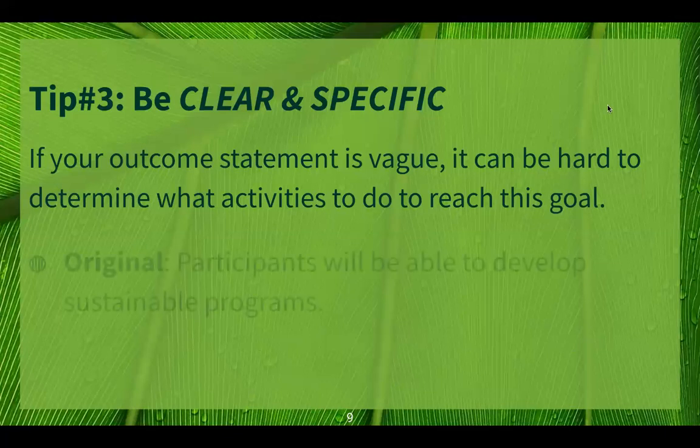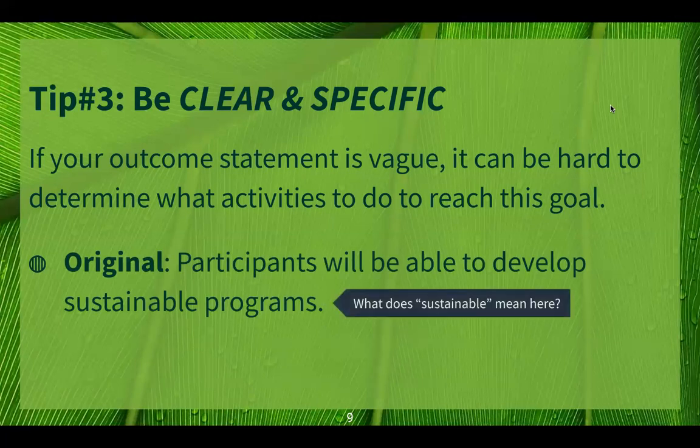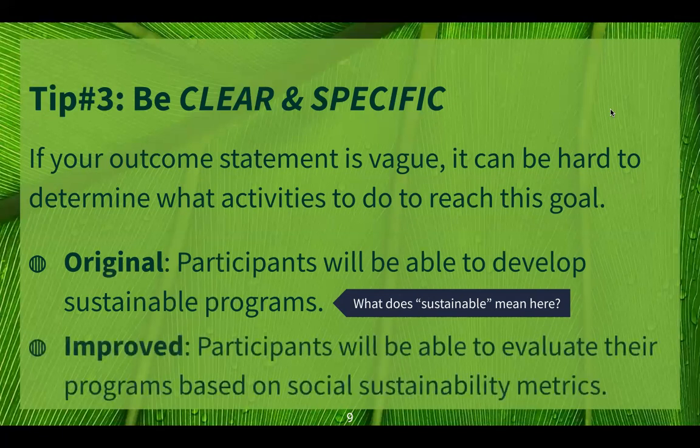For example, take the statement, participants will be able to develop sustainable programs. We might wonder, what does sustainable mean here? Maybe to you, this means financial sustainability, whereas for me, it means environmental sustainability. A clearer version of the original might be, participants will be able to evaluate their programs based on social sustainability metrics. This kind of outcome statement might encourage us to include inclusivity and equity practices into our program design.